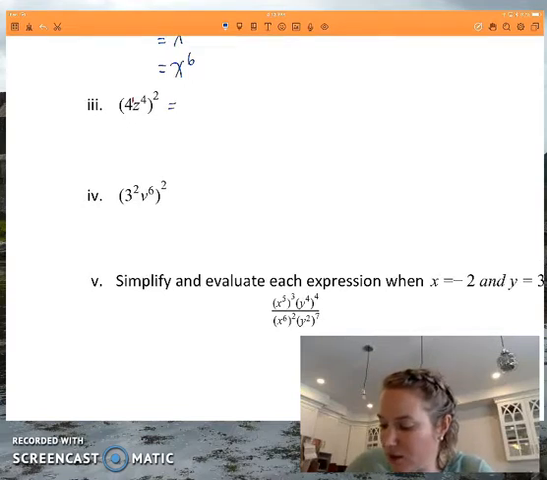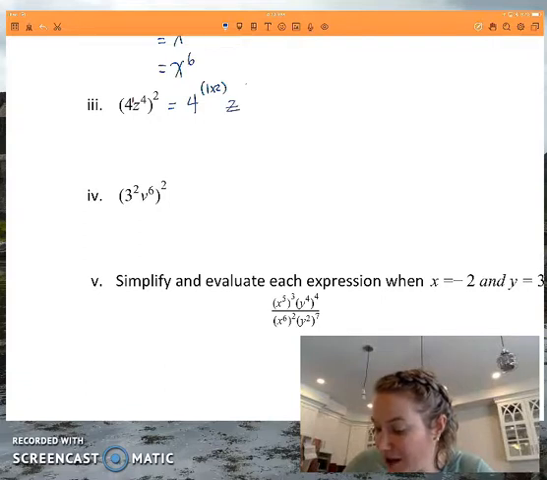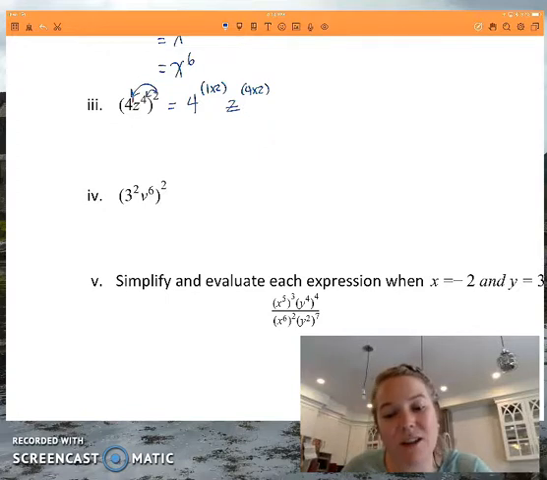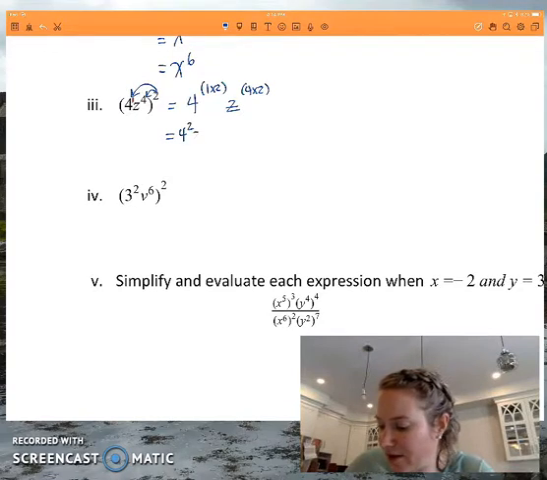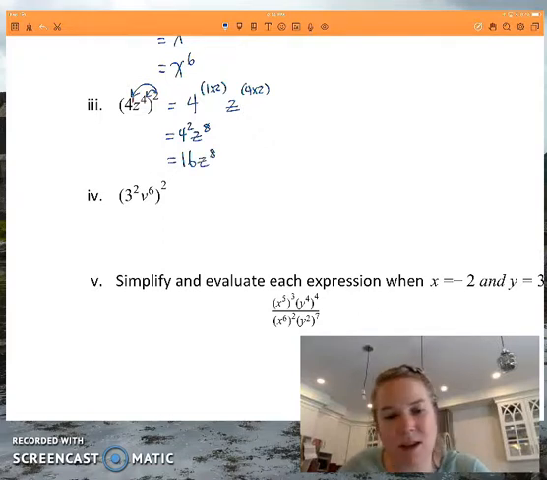So in this case, we're going to have 4 to the 1 times 2 times z to the 4 times 2. This 2 has to apply to everything inside the bracket. Everything inside the bracket has to be affected by that too. So 4 times 1 times 2 is 4 squared, z to the 8. 4 squared is 16, z to the 8. There's the final answer. So be really careful when you run into those types of questions.